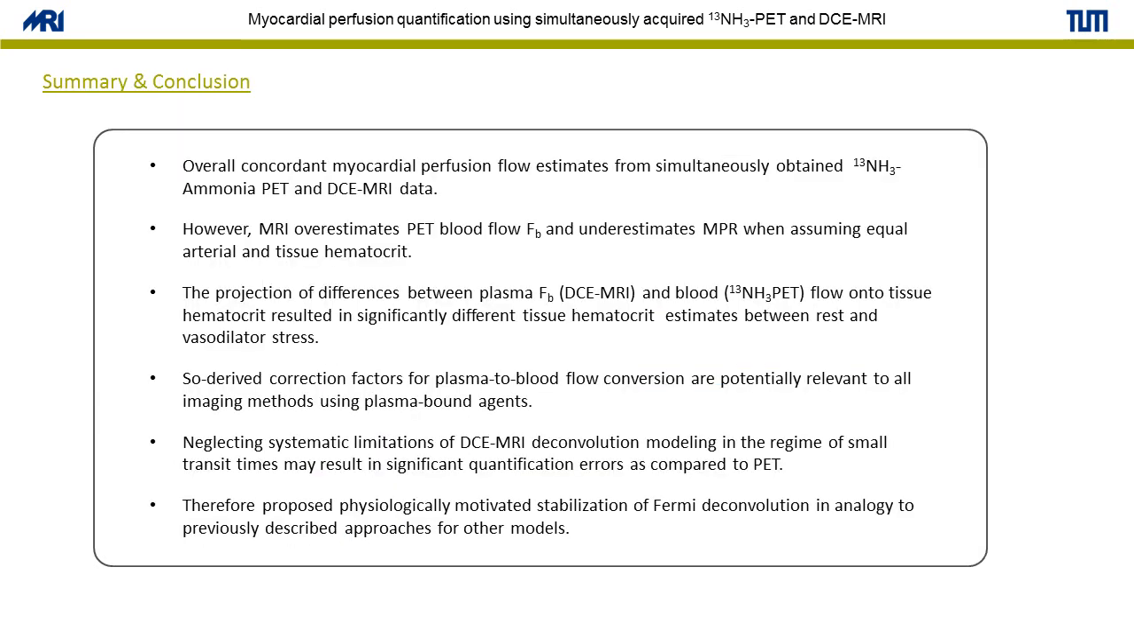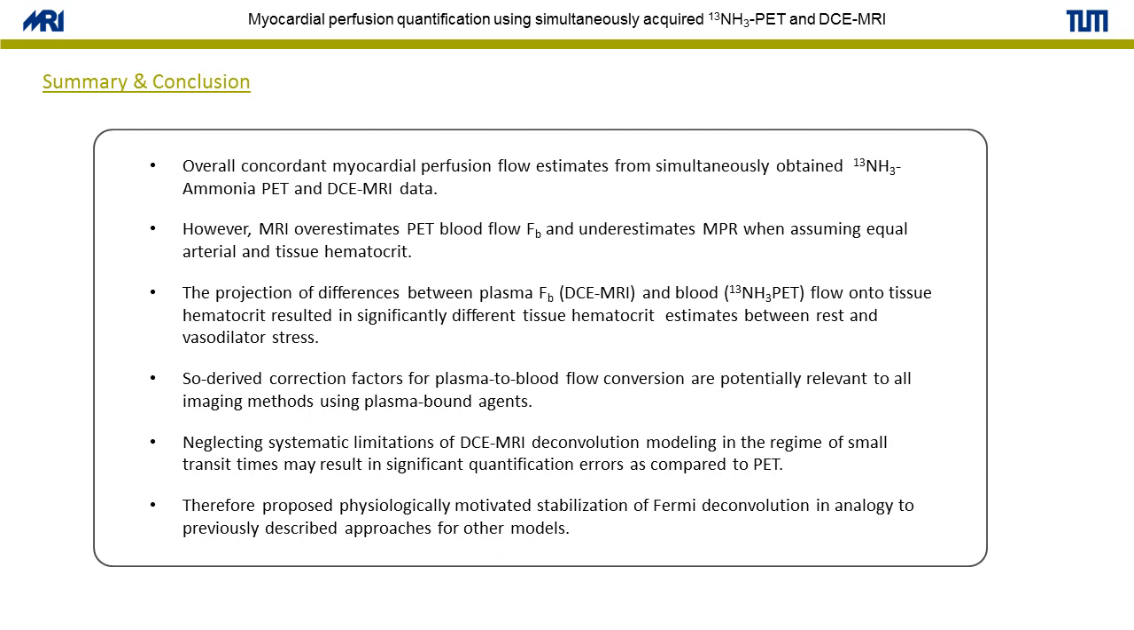Summarizing the presented results, we have seen an overall concordance of myocardial perfusion flow estimates from simultaneously obtained NH3-ammonia PET and DCE MRI data. However, MRI overestimates PET blood flow and underestimates MPR when assuming equal arterial and tissue hematocrit. The projection of differences between plasma flow and blood flow onto tissue hematocrit resulted in significantly different tissue hematocrit estimates between rest and vasodilator stress.